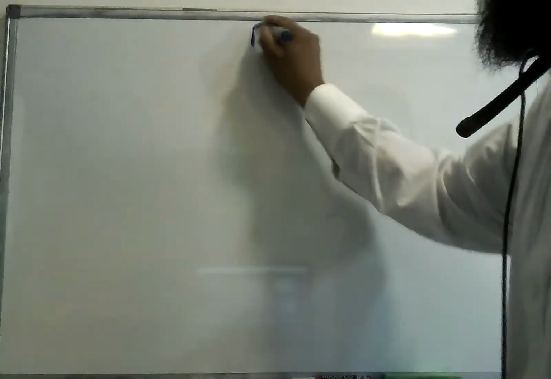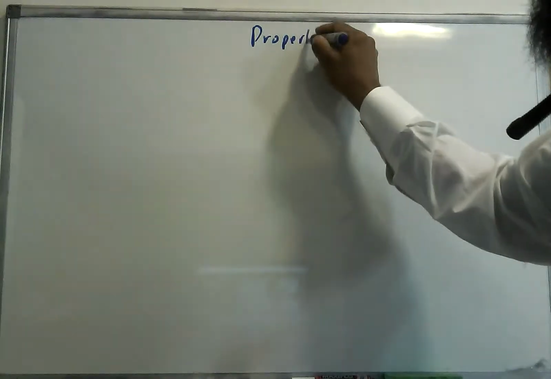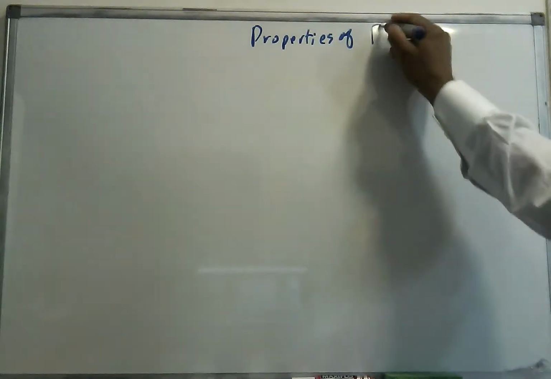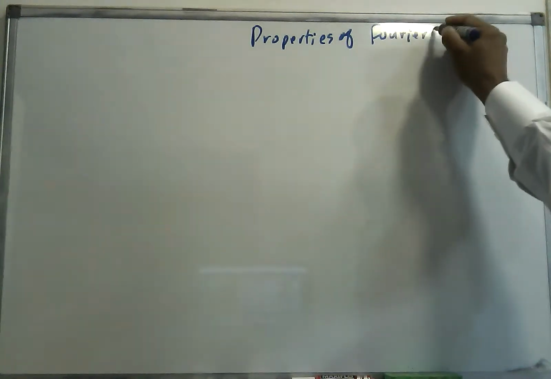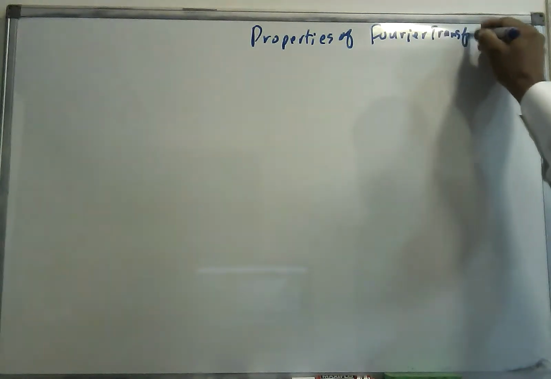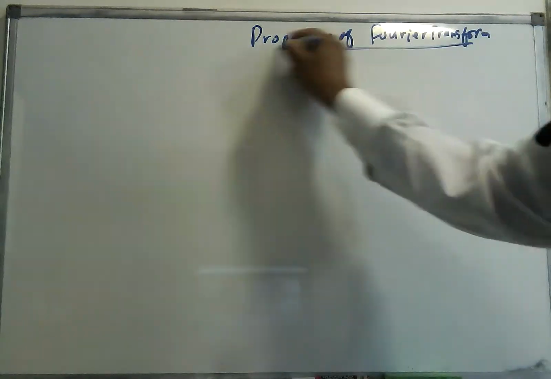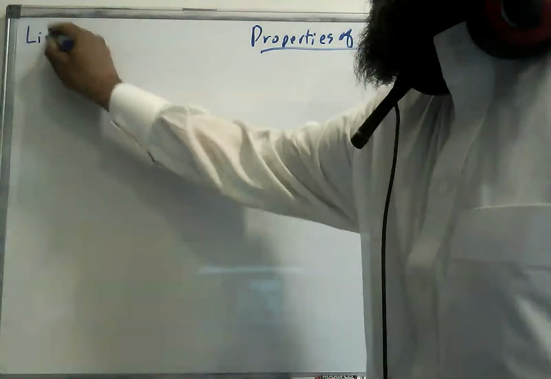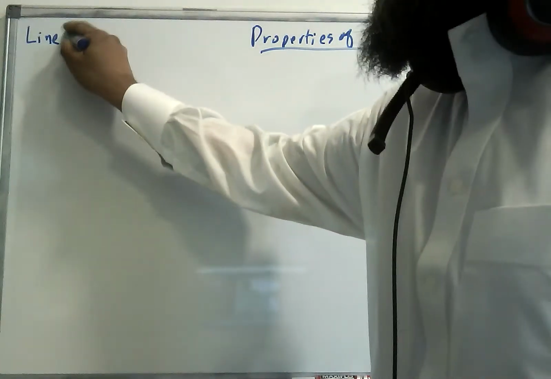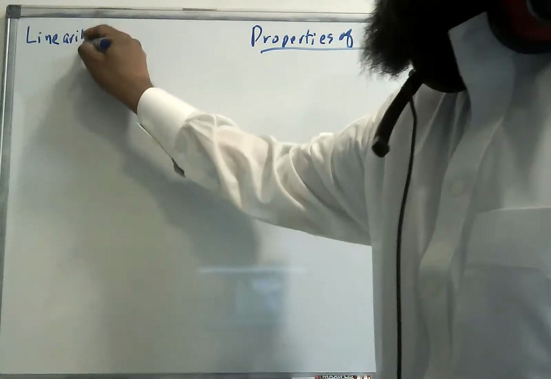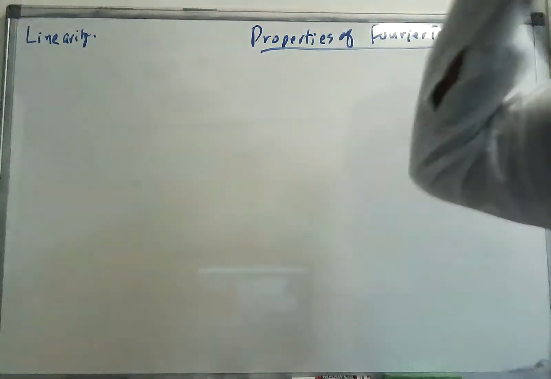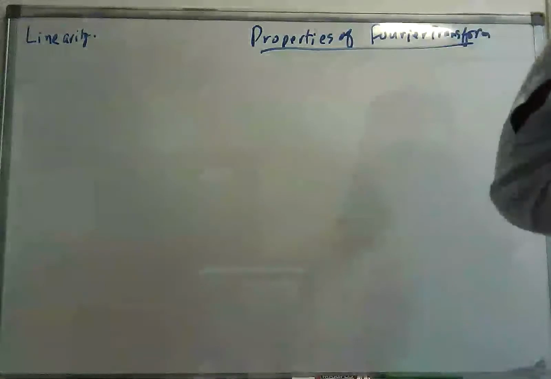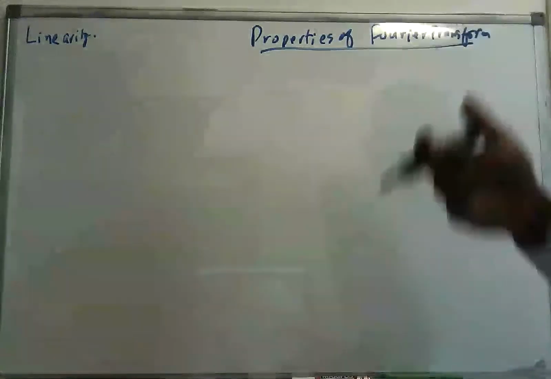So, properties of Fourier transform. The first property we did was linearity. Yeah, the linearity property.